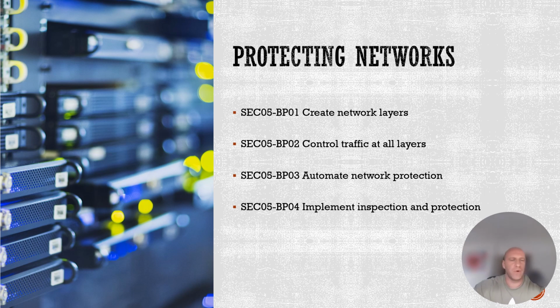So to protect our networks, we have to adhere to four main best practices. As you can see, they are listed here. We have to create network layers, control traffic at all layers, automate network protection, and implement inspection and protection. Users, both in your workforce and your customers, can be located anywhere nowadays, so you need to pivot from traditional models of trusting anyone and anything that has access to your network. When you follow the principle of applying security at all layers, you employ a zero trust approach.